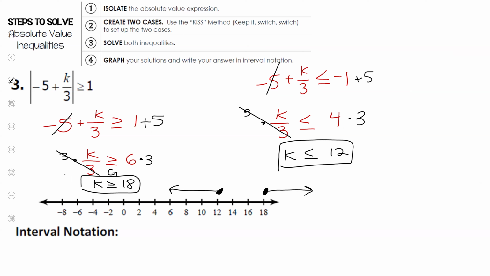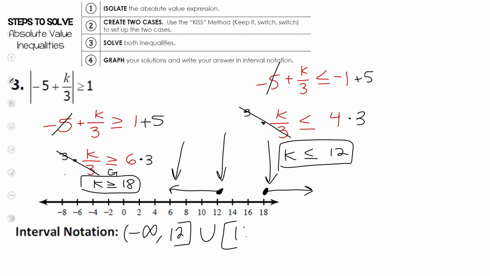Okay, so interval notation. You always start on the left. So guys, right here is an arrow that's facing negative infinity. Next is right here at 12. That will be a closed bracket. Next is an 18. So we're going to put the union symbol, and put 18. Next is an arrow. That's infinity. Always read it left to right.